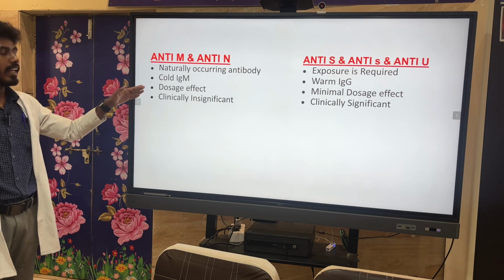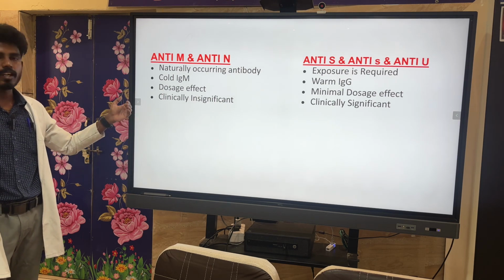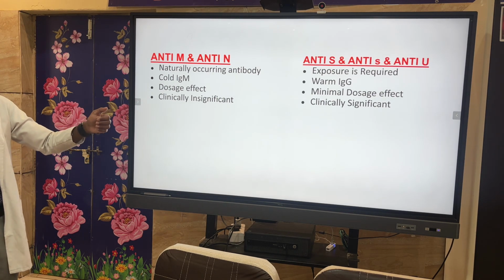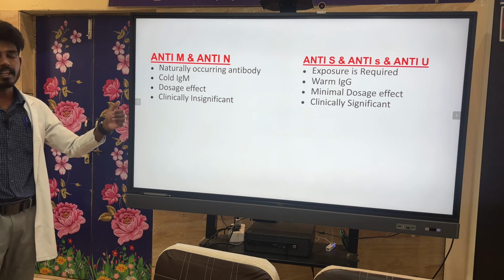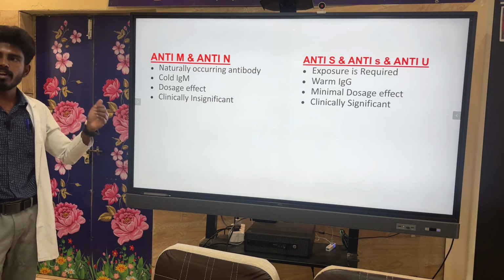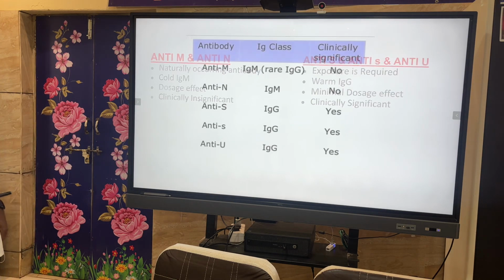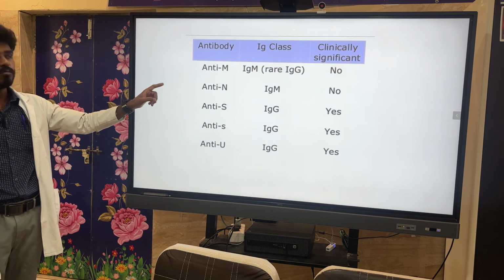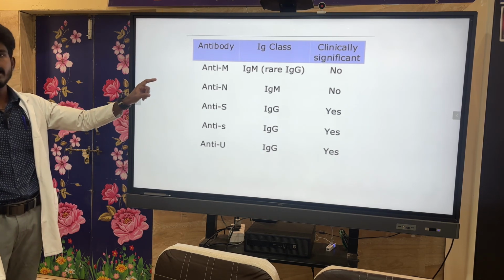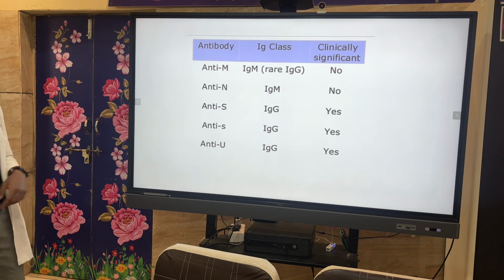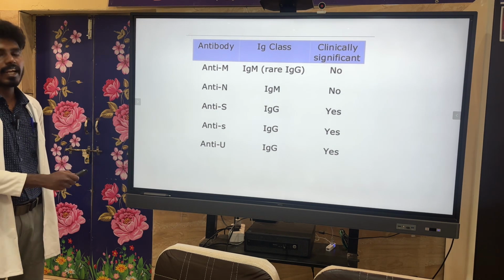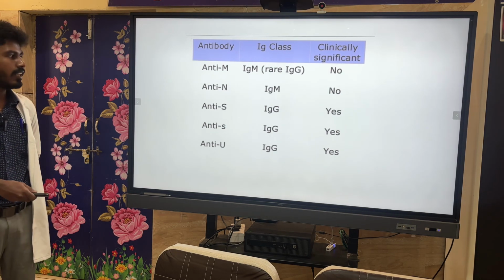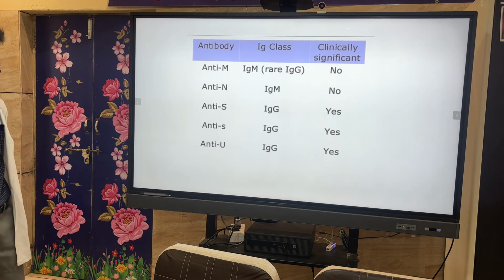Anti-M and anti-N antibodies are IgM antibodies. They do not cross the placenta, but anti-S, anti-s and anti-U are IgG type antibodies. They easily cross the placenta, so they cause hemolytic disease of the fetus or newborn. Anti-M and anti-N are IgM. Anti-M also has IgG. And anti-S, anti-s and anti-U are IgG antibodies. Anti-M and anti-N are not clinically significant, but anti-S, anti-s and anti-U are clinically significant.